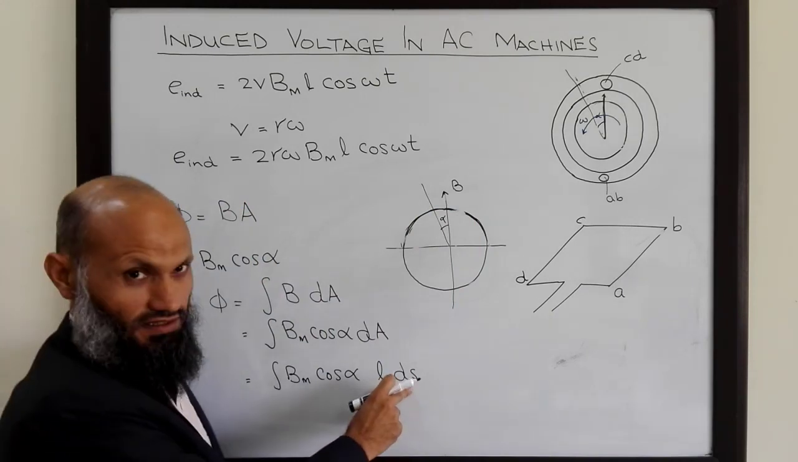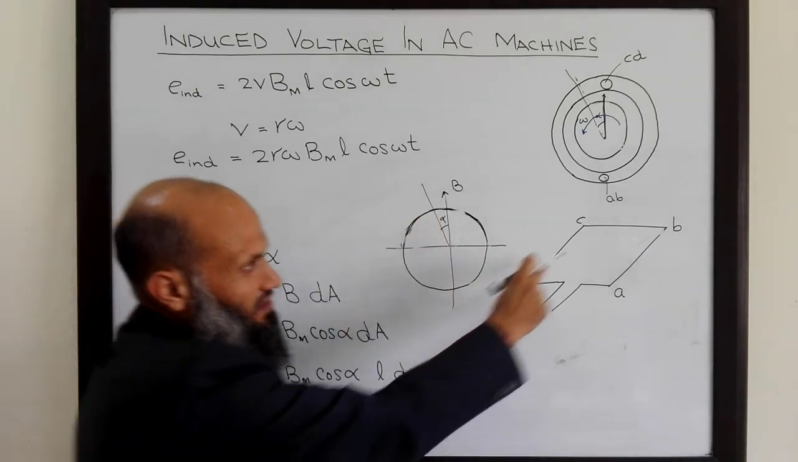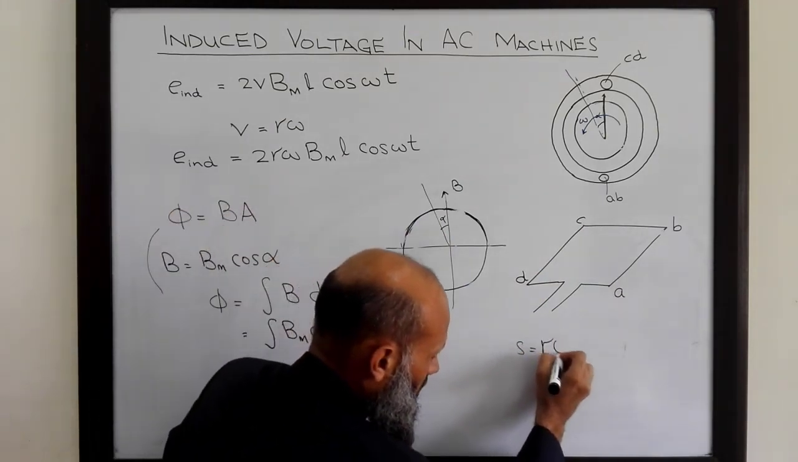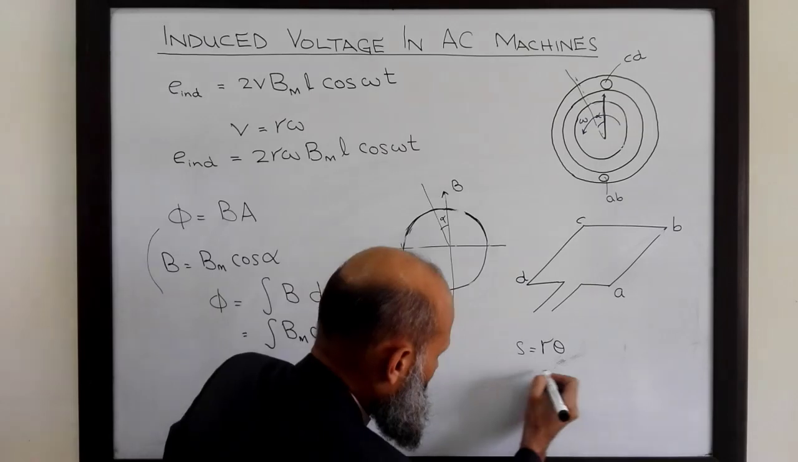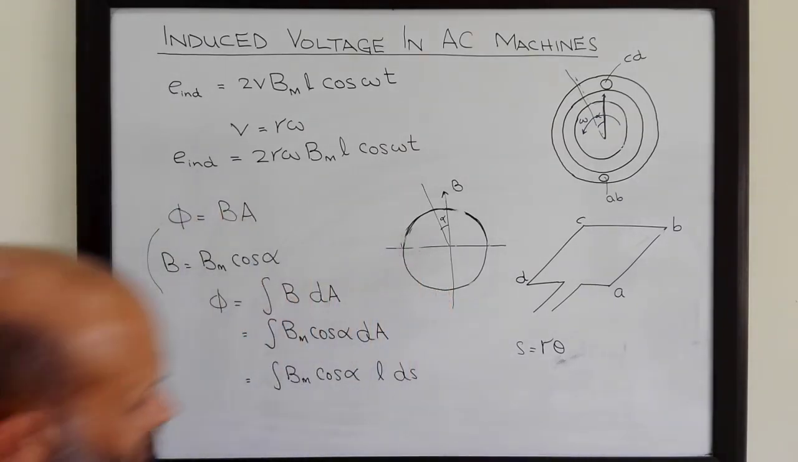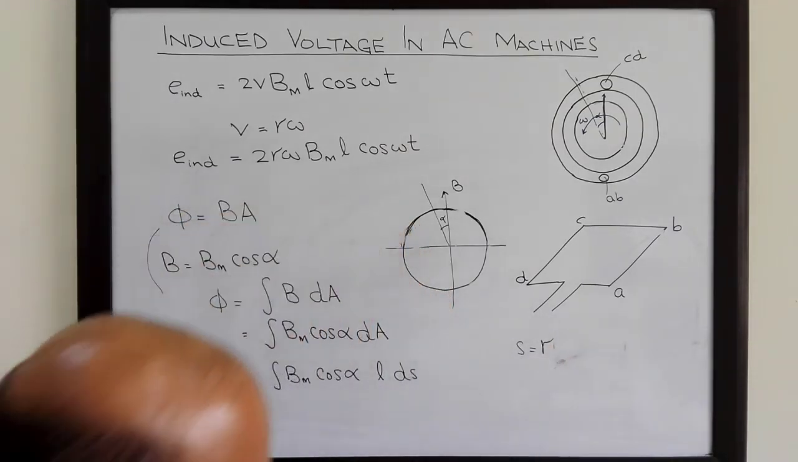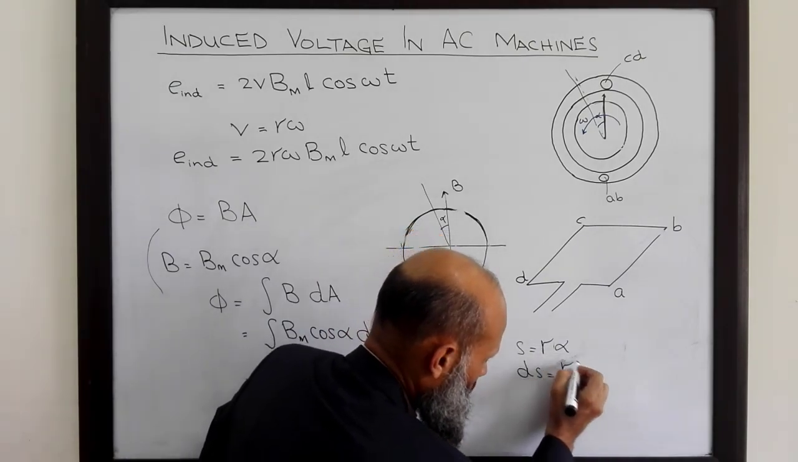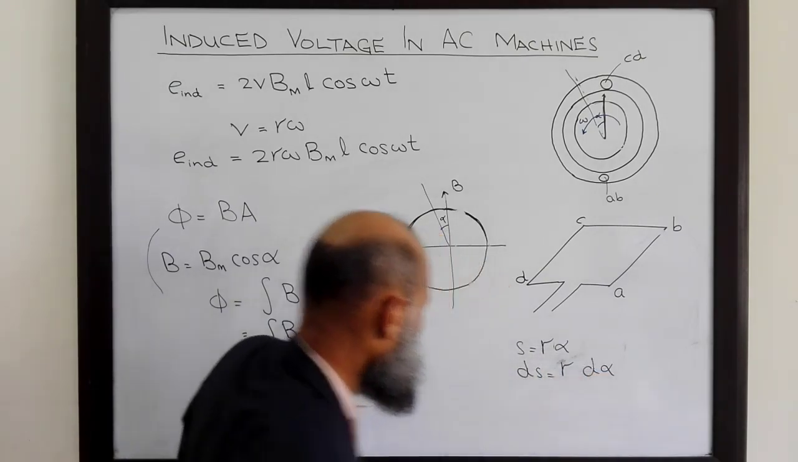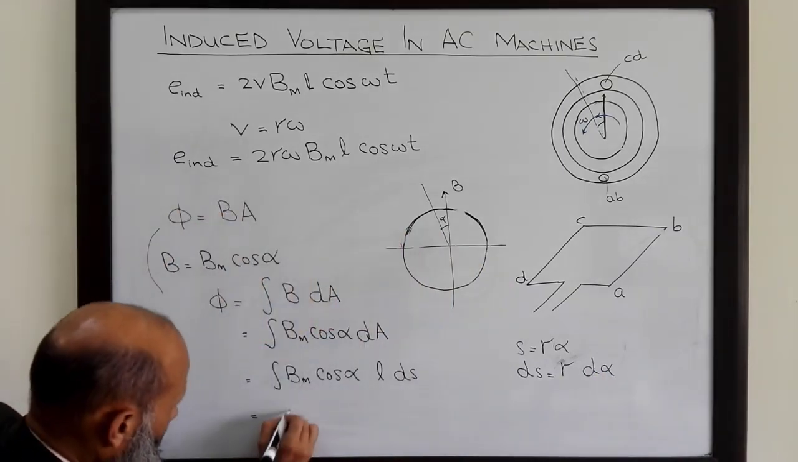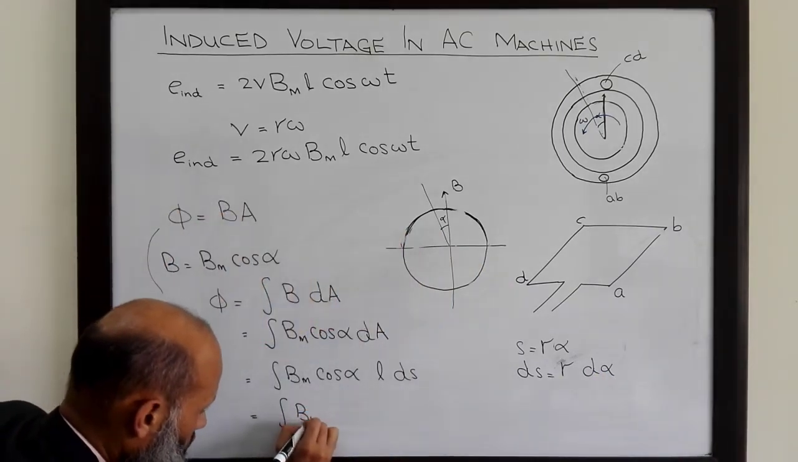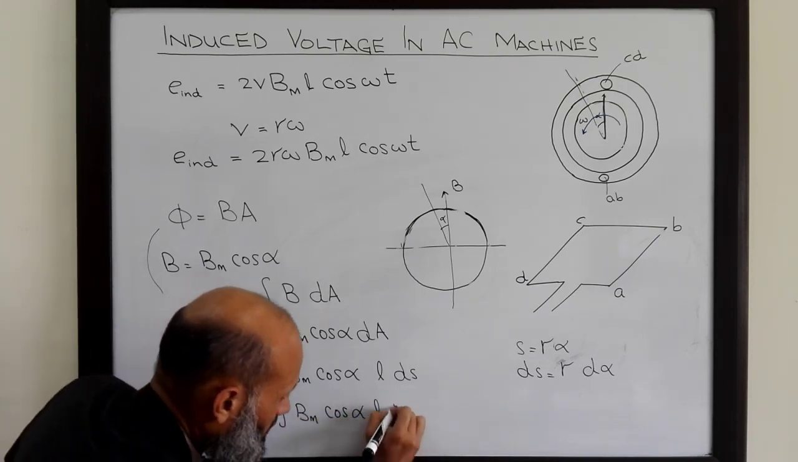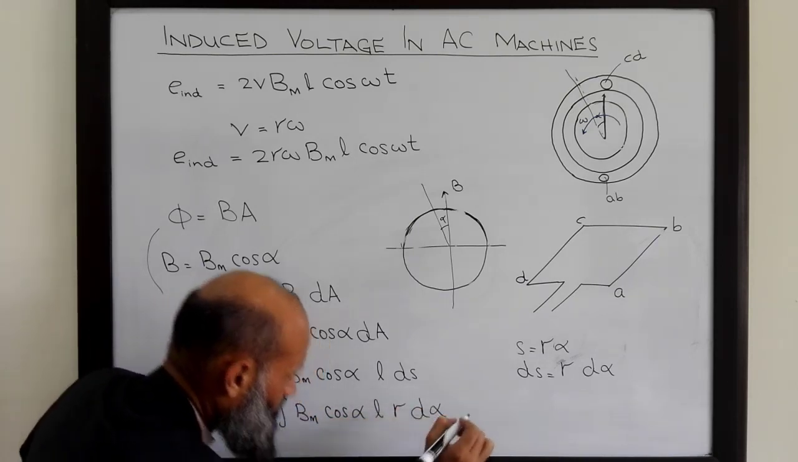How is this length related to the radius of this coil? We know that s is equal to r theta. In this particular case the angle is denoted by alpha, so s is r alpha, that is ds is equal to r d alpha, and hence we have Bm cosine alpha L r d alpha.